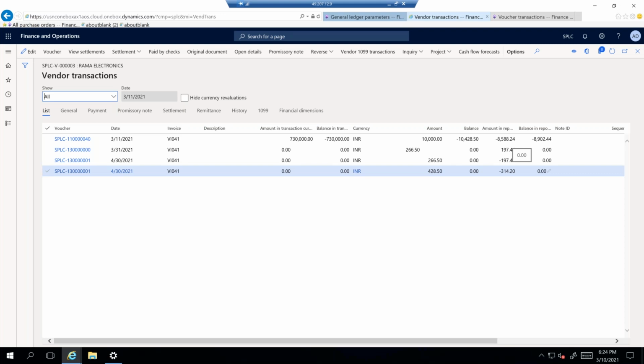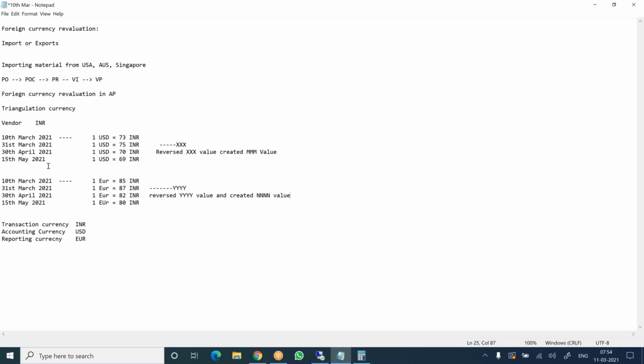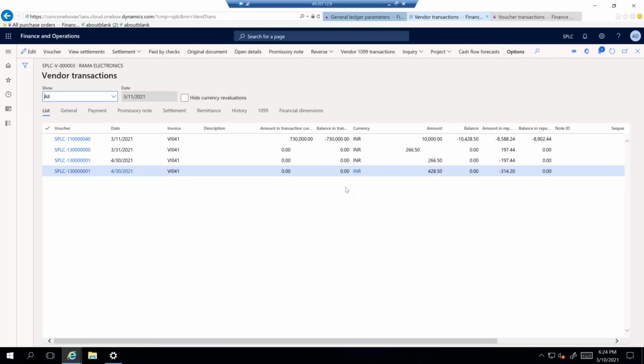This is foreign currency revaluation. This will be executed until you do the payment. If you are not doing payment, it will be continued, because whenever you have paid this amount, it will be changed. Suppose I am paying on 15th May or 16th May, and 14th May has a different exchange rate. So let me do a payment.